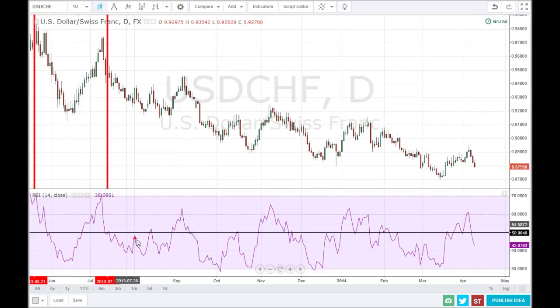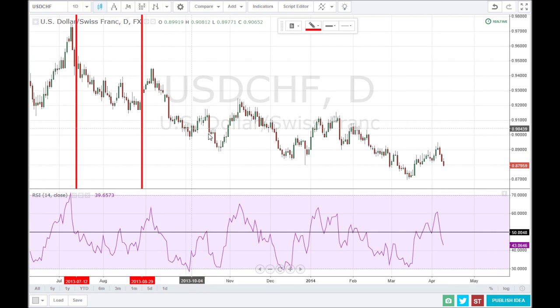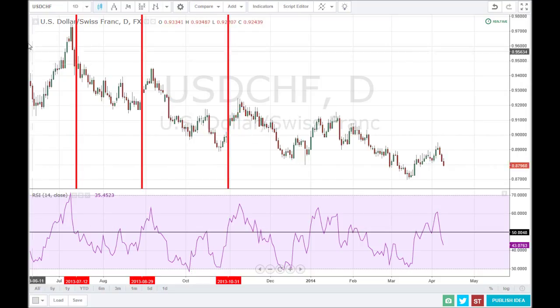When the RSI is below 50 and moves above 50, that's a signal that price could move on the upside. So let's mark the break of that 50, which is here, and price does move on the upside. We have another break here from below 50 to above 50, price moves on the upside, above to below just here, and price moves on the downside.